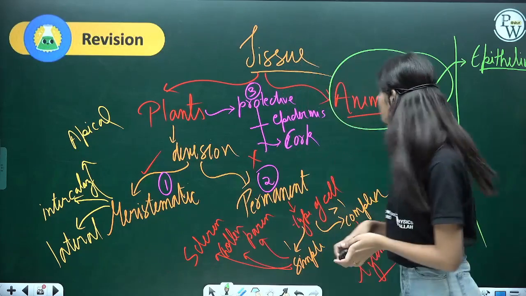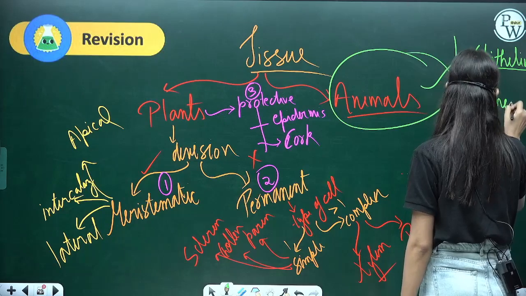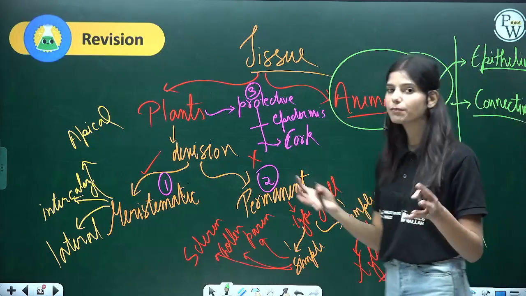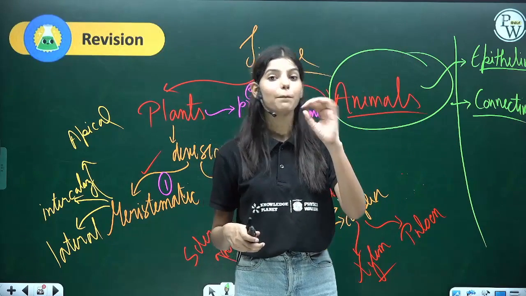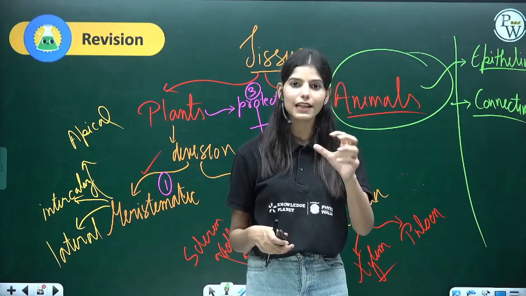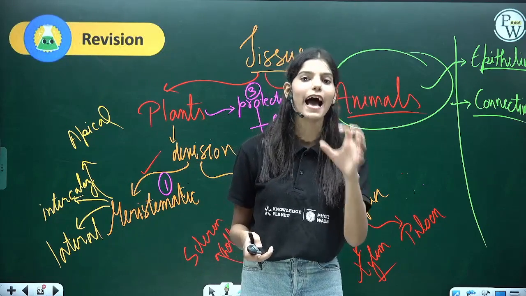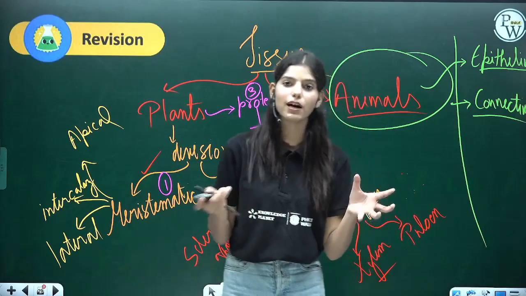We also learned about the connective tissue, guys. So we learned about the connective tissue which is found in animals, and this connective tissue is connecting various parts of our body, right? For example, we have the blood, we have the bone, we have the ligament, we have the tendon, we have adipose and areolar. All of these tissues are connective and they're connecting the different parts of our body.